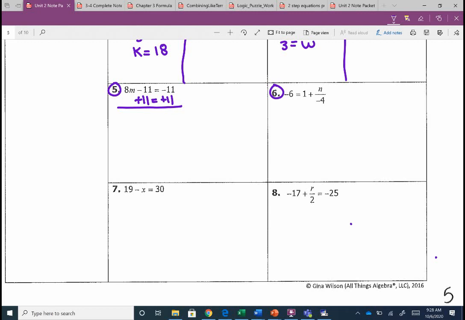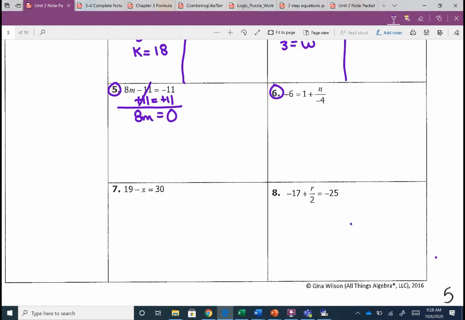So anyway, back to number 5. To undo subtracting 11, we chose to add 11 to both sides. Negative 11, positive 11, we get that nice 0 that we want. On the left side, we have 8m left. Then over on the right side, negative 11 plus 11, we do get 0, and that's okay. I like to make sure we see some equations where we do get a 0 every now and then, so we realize 0 can actually be a solution or part of the solution.